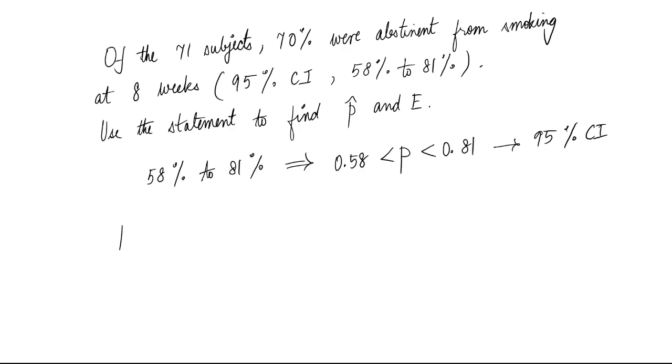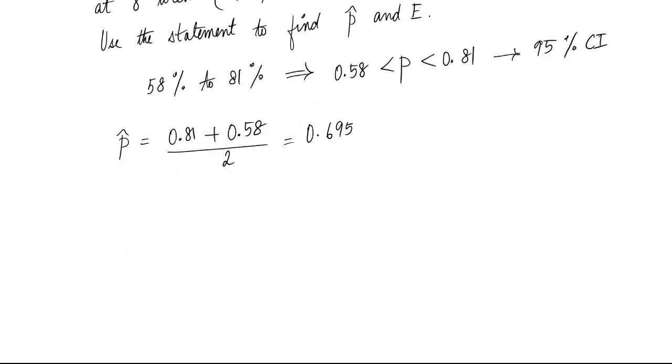So P hat is definitely the value that's midway between the upper and the lower limit. Okay. Use the formula. P hat is the upper limit 0.81 plus the lower limit 0.58 divided by 2, which is 0.695. And then your margin of error is upper limit 0.81 minus the lower limit 0.58 divided by 2, which is 0.115.